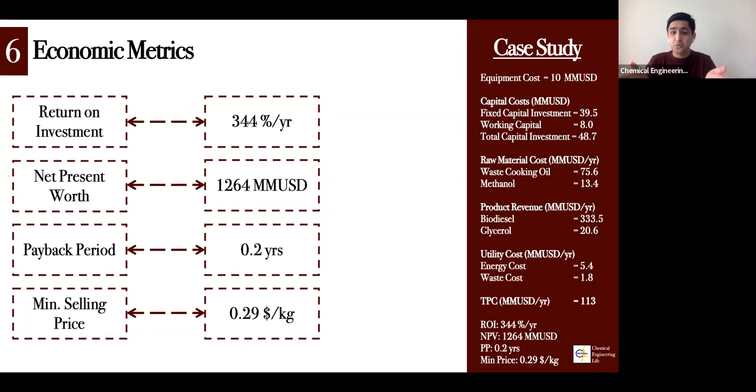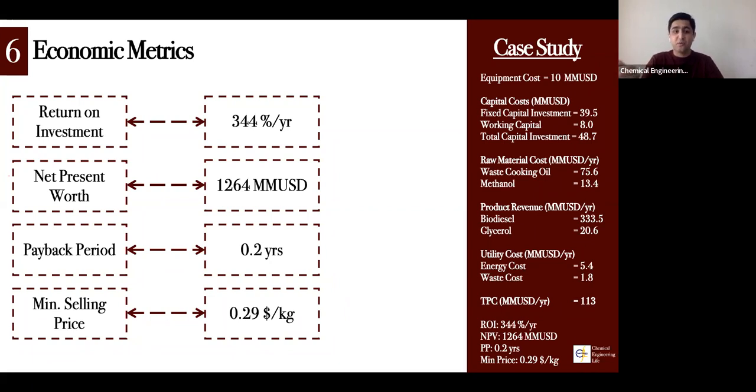That means in 0.2 years, I'll be able to pay off all of my capital investments. All of my investors will be paid off. All of the bank loan will be paid off. And I can start putting all that profit into my own pocket. The reason it is very low right now is because, as you can see on the right, we are making a great deal of money from sales.